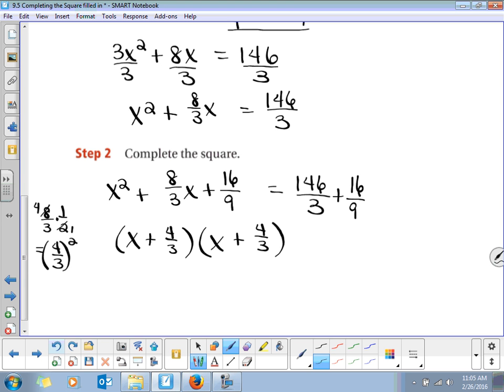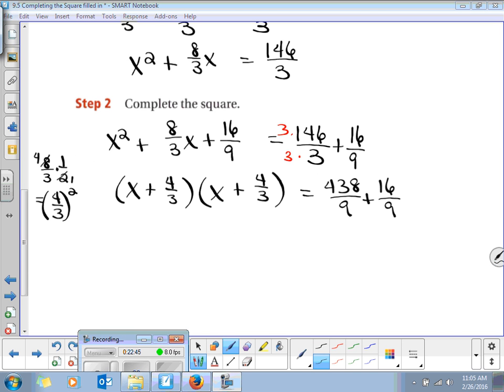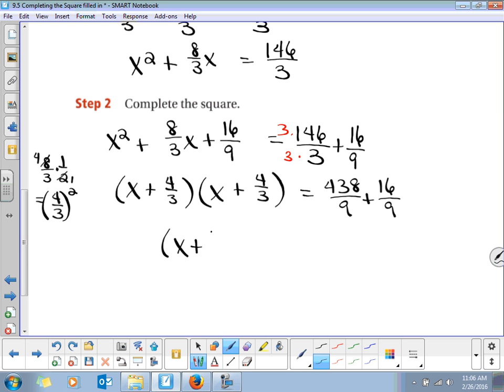The only challenging part, which is not even really that challenging, is to add that other side over there. All we need is a common denominator, right? So you multiply this times 3 and that times 3. So once we did our common denominators, we have 438/9 plus 16/9. On this side, I'm going to go ahead and write it as the binomial squared. So that's going to be x plus 4/3 quantity squared.